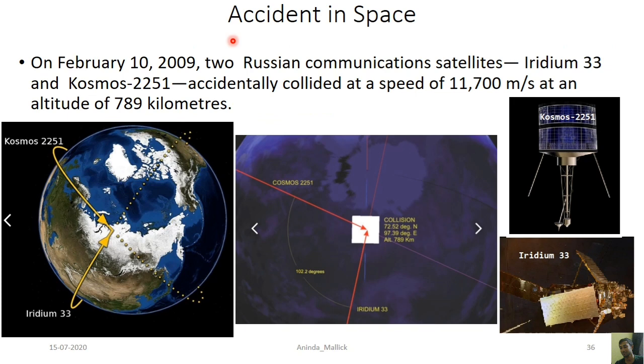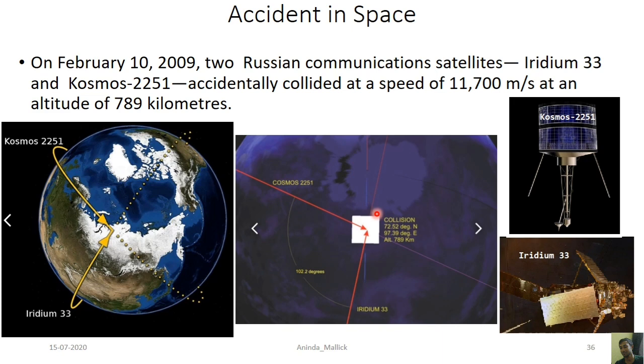This is the second last slide. I have included it just for information purposes. On 10 February 2009, 2 communication satellites, Iridium-33 and Cosmos 2251, accidentally collided at a speed of 11,700 meters per second at an altitude of 789 kilometers. Here you can see the orbit of Cosmos, and here you can see the orbit of Iridium-33, and they collided here. At the collision spot the latitude and longitude is given, and due to this collision a lot of space debris was formed.